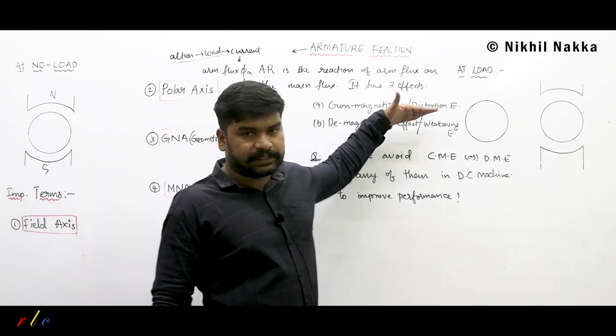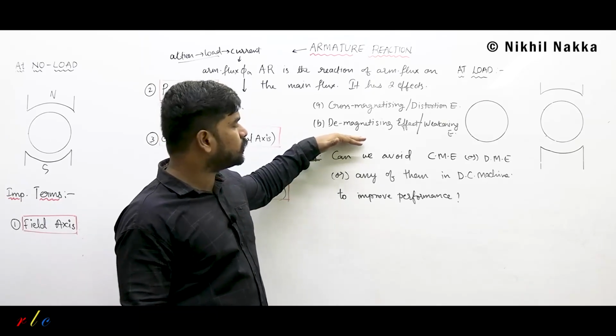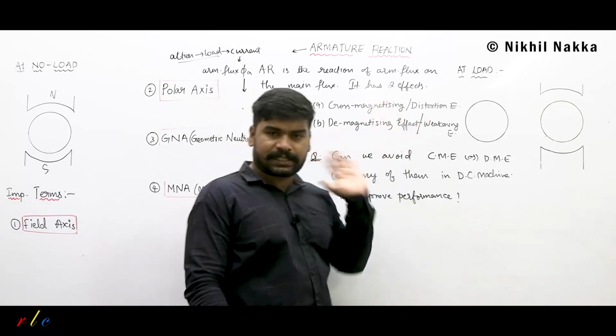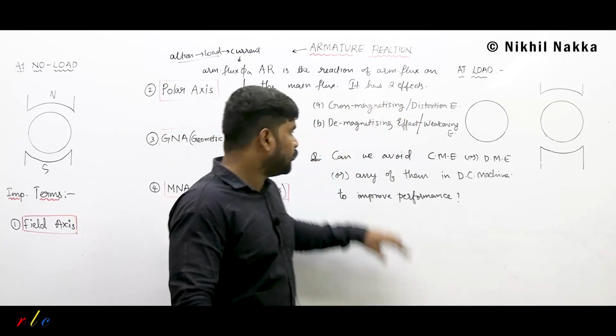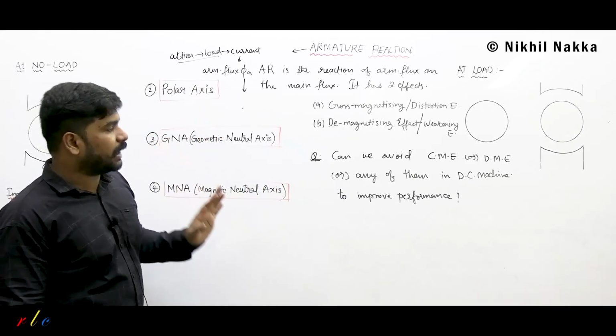So one strategy is that you are going to do this. Next is hitting straight on the nose, doing what? Demagnetizing effect. Demagnetizing effect, also called the weakening effect. Understood? So these both are the effects of armature reaction.